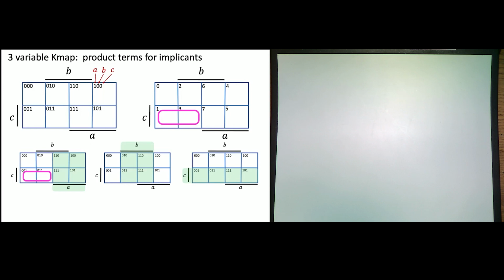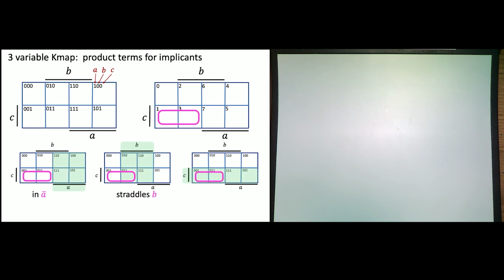Is it in the region where A is 0? Yes. So it's basically an A bar. That purple or magenta rectangle is in the part of the K-map where A is 0. Okay. What about for B? Is it completely in B? No. Is it completely in B bar? No. It straddles B. So no B in the product term. B does not appear.